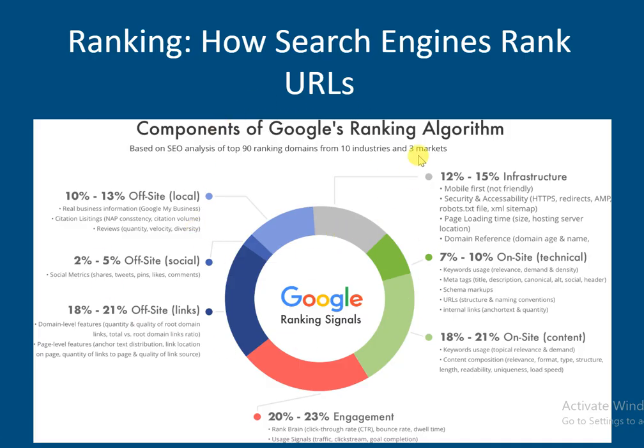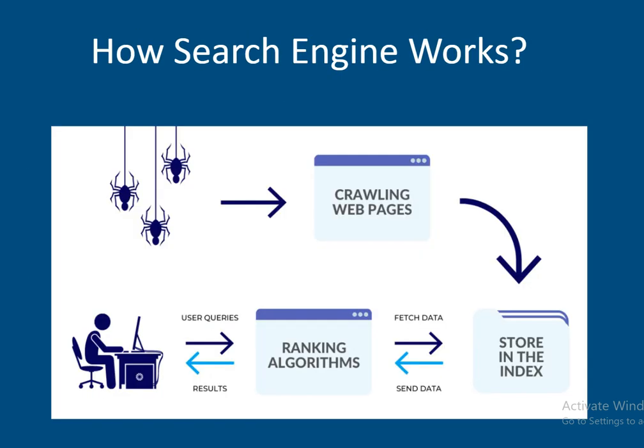Based on all these factors, Google will rank websites and give rankings like first, second, third, fourth, and so on. Let's say a user hits a query, as we saw earlier, best mobile phones under 20,000 rupees. As soon as the user hits enter, that request goes to the ranking algorithm. The ranking algorithm sends a request to the database, and all the information in the database related to that query comes to the ranking algorithm.